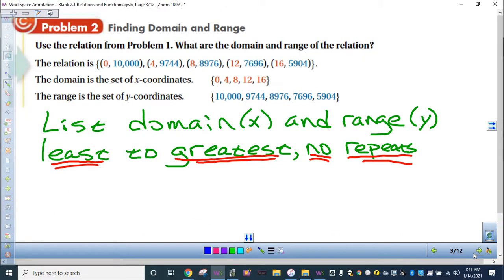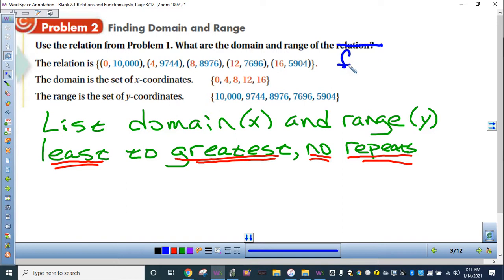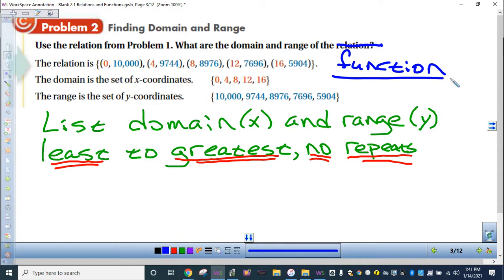Alright, now this is where it starts to matter. We're going to find the domain and range of not a relation, but a function. This is where the stuff that's going to be on your quiz tomorrow begins, so focus up. So that's not correct, because that was not in least to greatest order. If we look at the reds, they're already in order, right? 0, 4, 8, 12, 16, 0, 4, 8, 12, 16, like that. When we list the range for this, the y values, with this one you just go backwards.